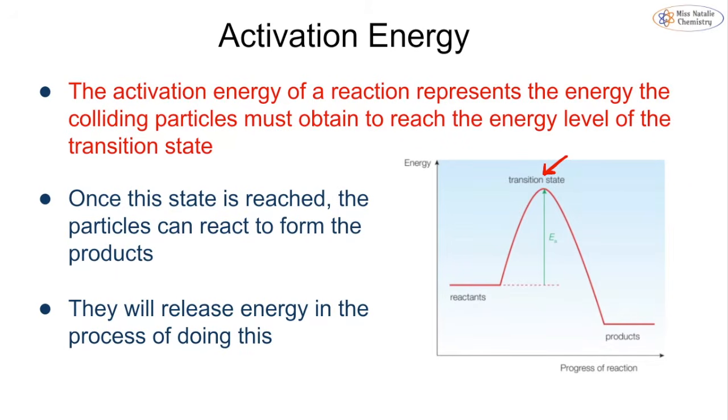So we've drawn these reaction profiles since IGCSE, and what we know is that the distance between the reactants and the top of the peak is our activation energy. And once we get to the top of that, we make our transition state, and then the reactants can form the products. And as they do this, they're going to release energy.